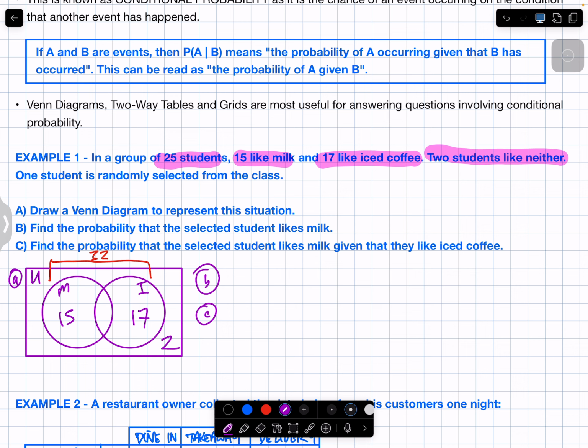Why? Because I've got 32 in the middle and 2 externally. So we're at 34 kids when there should only be 25. So I'm 9 too much. Where does the 9 go? That goes in the overlap. The overlap's in the middle. Now I take 9 from either side. So 15 take 9, what would that be? 6? And 17 take 9, what would that be?